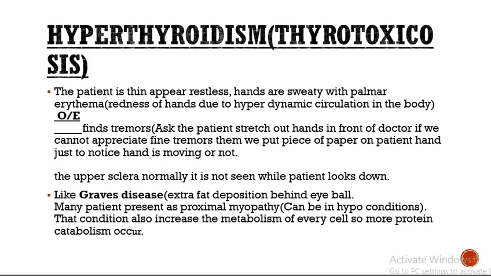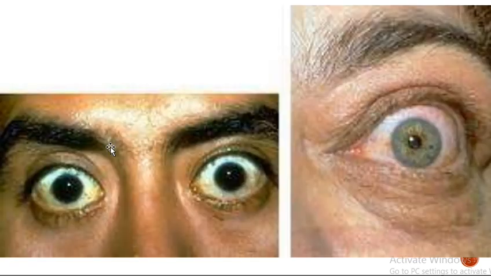So everyone, this is a continuation of previous lectures. Previously I talked about lid retraction, how the patient presents to you. Normally the upper sclera is not seen. I will show you a picture of how the patient looks. Yes, this one is the picture. See, lid retraction. This we call lid retraction.